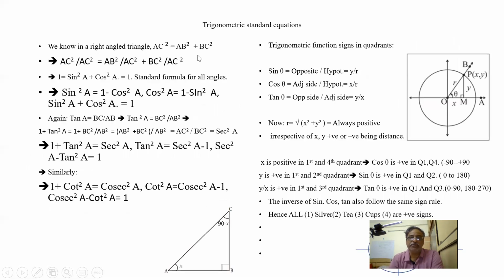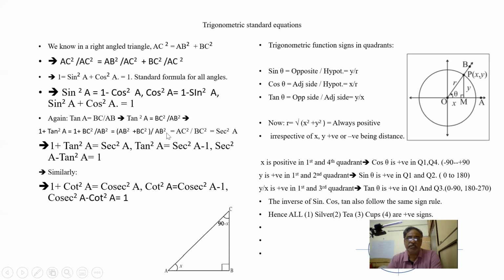We have already seen that 1 is equal to sin square theta plus cos square theta. From this we can have three relations. What is sin square theta? 1 minus cos square a. What is cos square a? 1 minus sin square a. Now we see here, what is tan A? Tan A is equal to BC by AB. What is tan square A? BC square by AB square. So if I add 1 to both sides, 1 plus tan square A is equal to 1 plus BC square by AB square, which is AB square plus BC square by AB square.